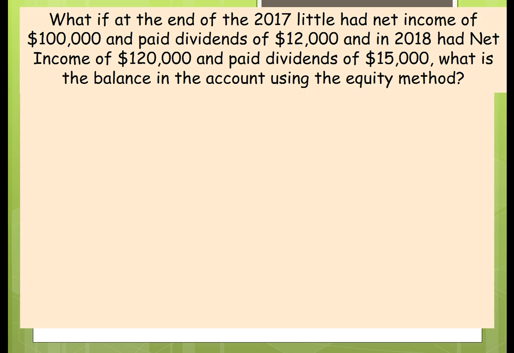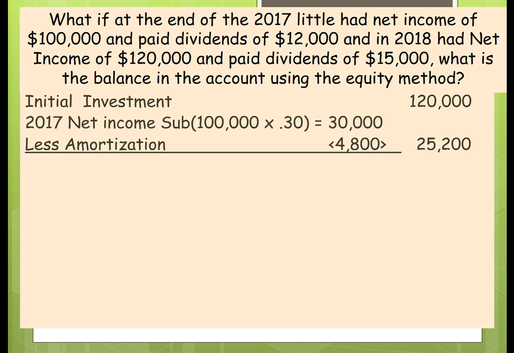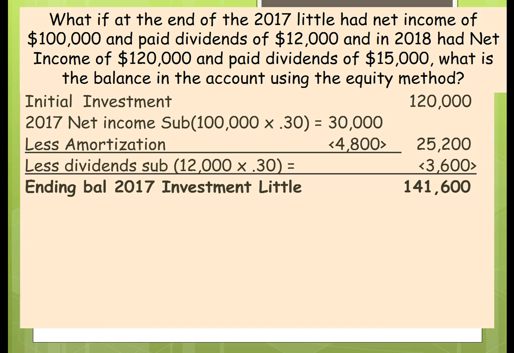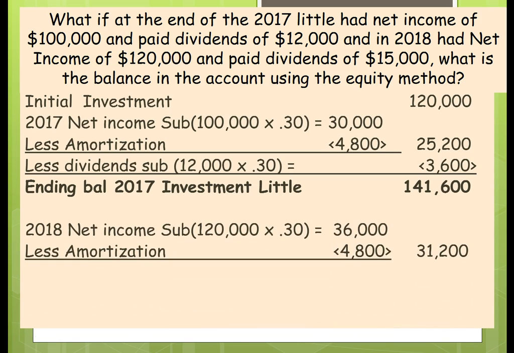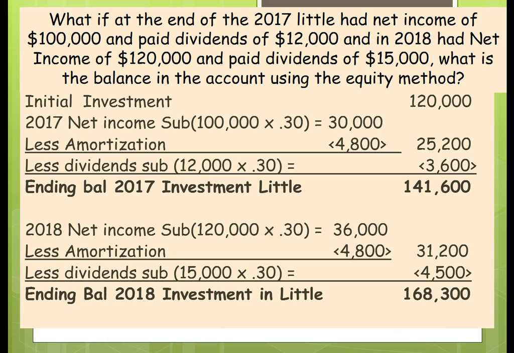Now, what about the balance in the investment account? Well, we take our initial investment, adjust by the equity income, and reduce by the dividends, and the ending balance in 2017 would be $141.6. And then we would again add in the equity income, less the dividends, and now we have the balance at the end of 2018. Now the next question we asked is, what if instead we elected the fair value option?